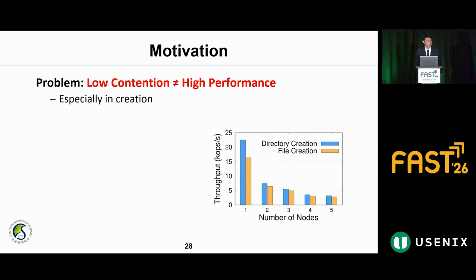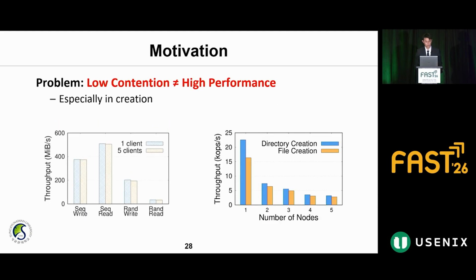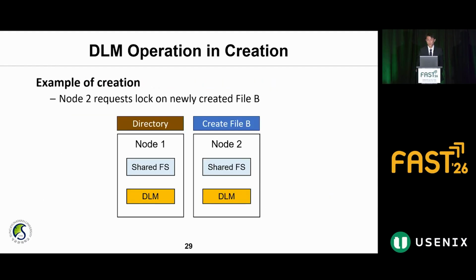This happens especially in the creation scenario, because read and write are I/O intensive jobs, so the bottleneck is I/O. But creation is a metadata intensive job, so the bottleneck shifts to DLM. Then let's see what happens in the creation scenario and check if there is something to optimize.